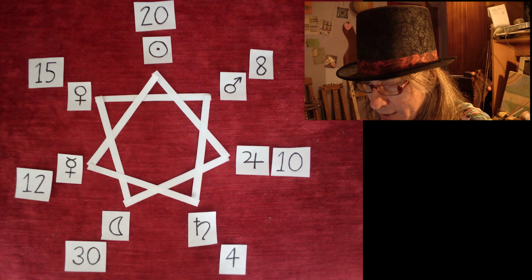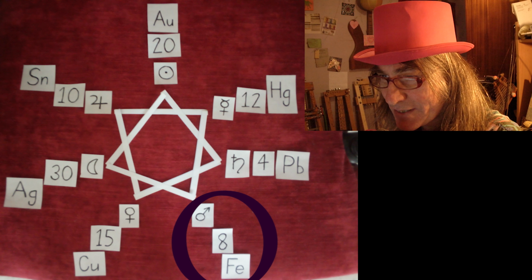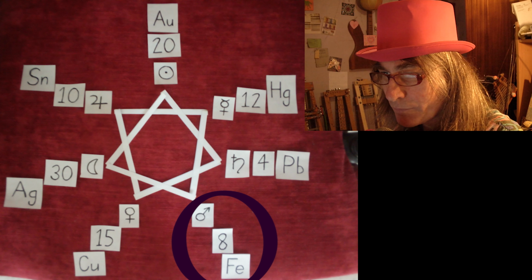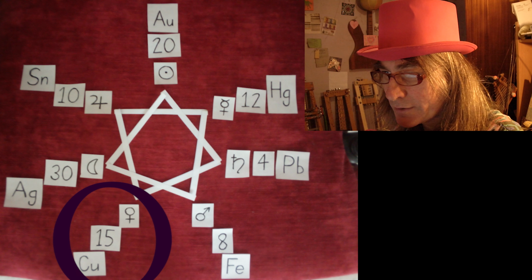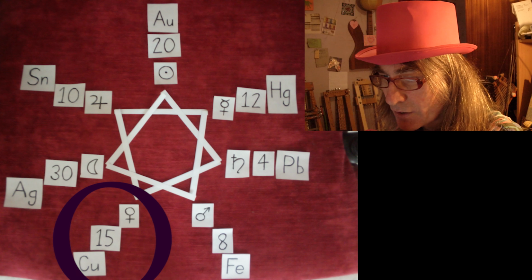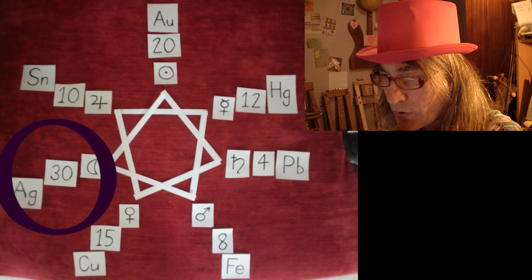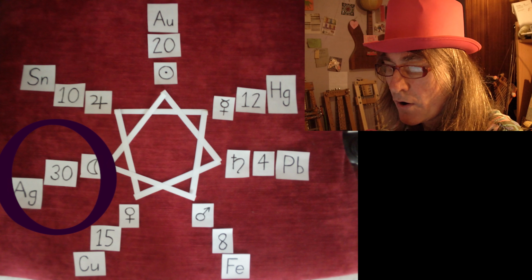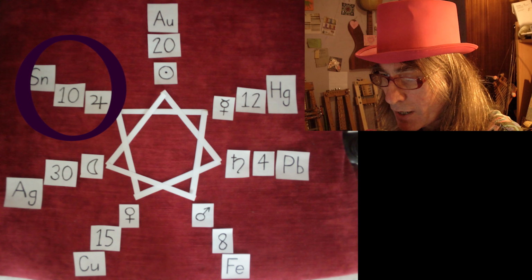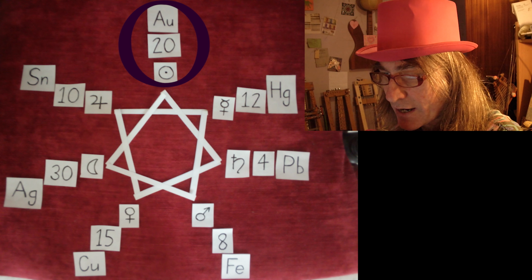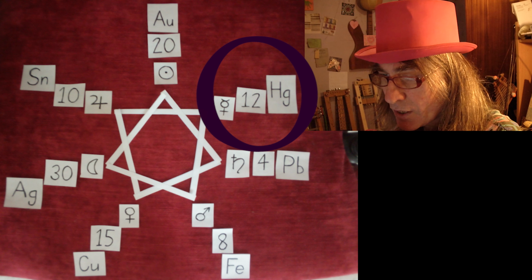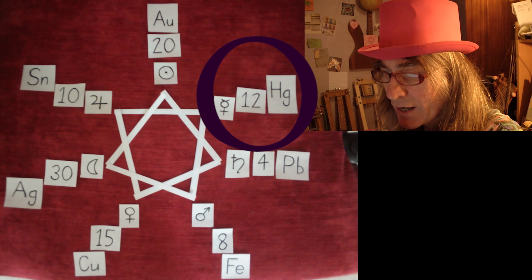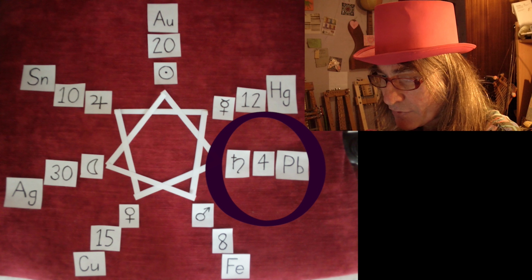The atomic numbers with metal, associated planet, deities, and Necronomicon numbers are as follows: 26, iron, Mars, Nergal, 8; 29, copper, Venus, Inanna, 15; 47, silver, the moon, Nana, 30; 50, tin, Jupiter, Marduk, 10; 79, gold, the sun, Shamash, 20; 80, Mercury the metal, Mercury the planet, Nebo, 12; 82, lead, Saturn, Ninib, 4.